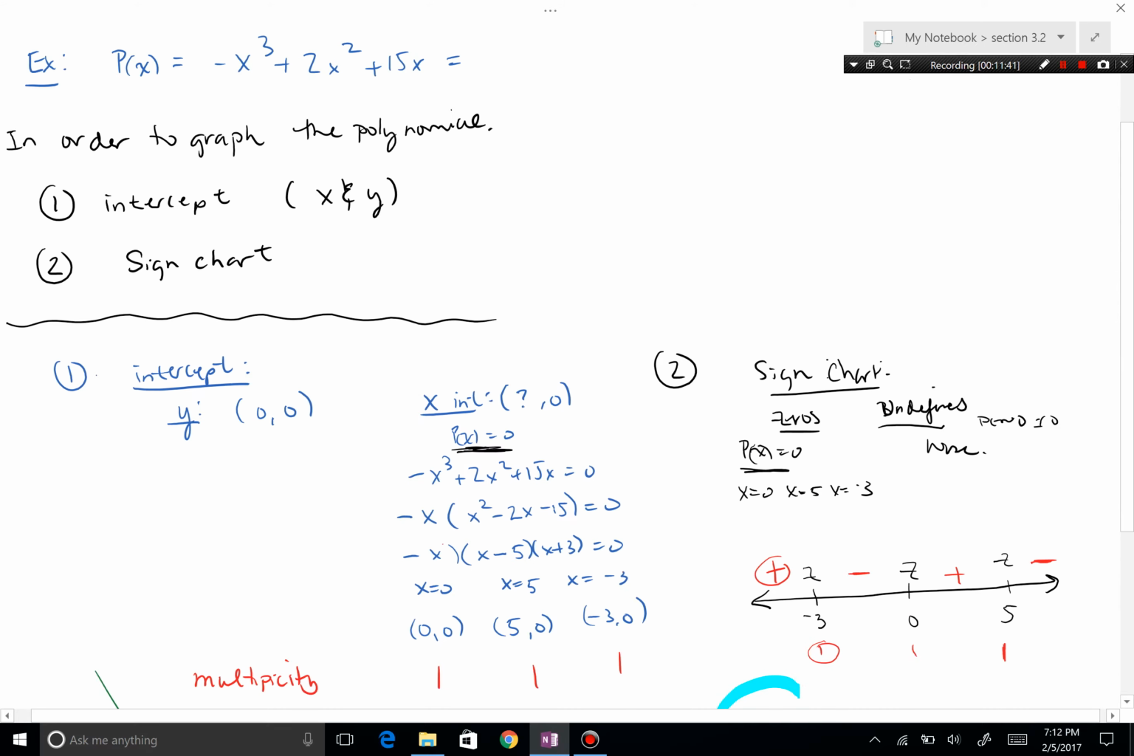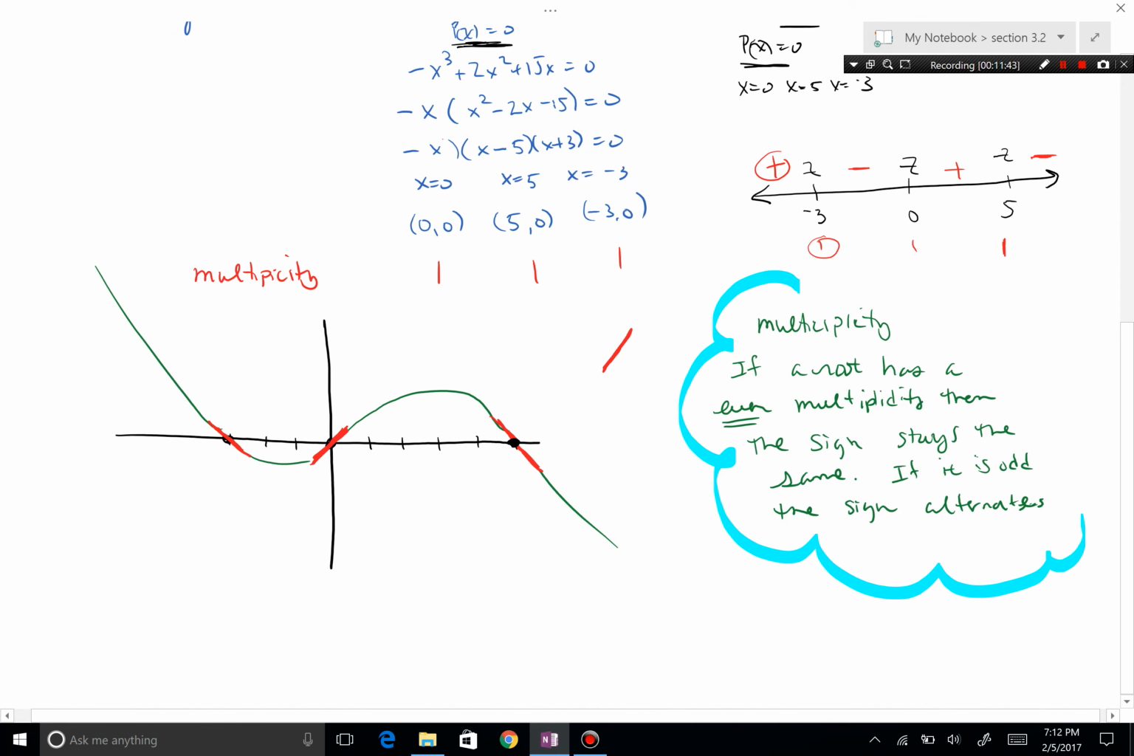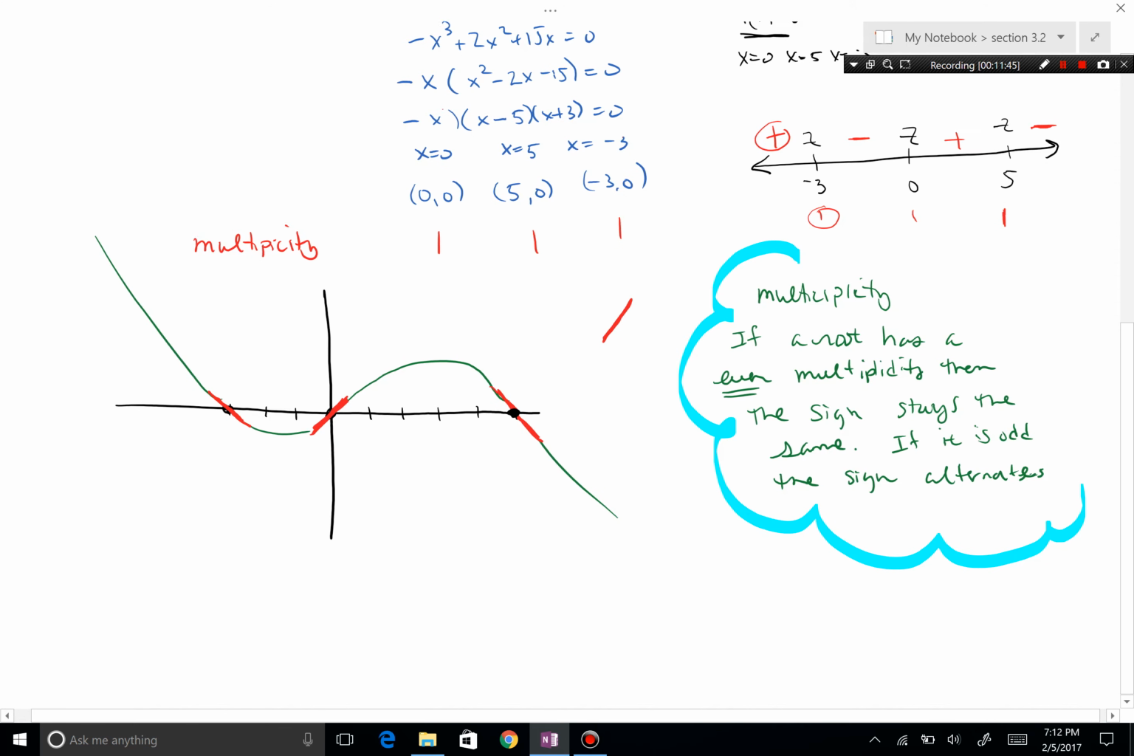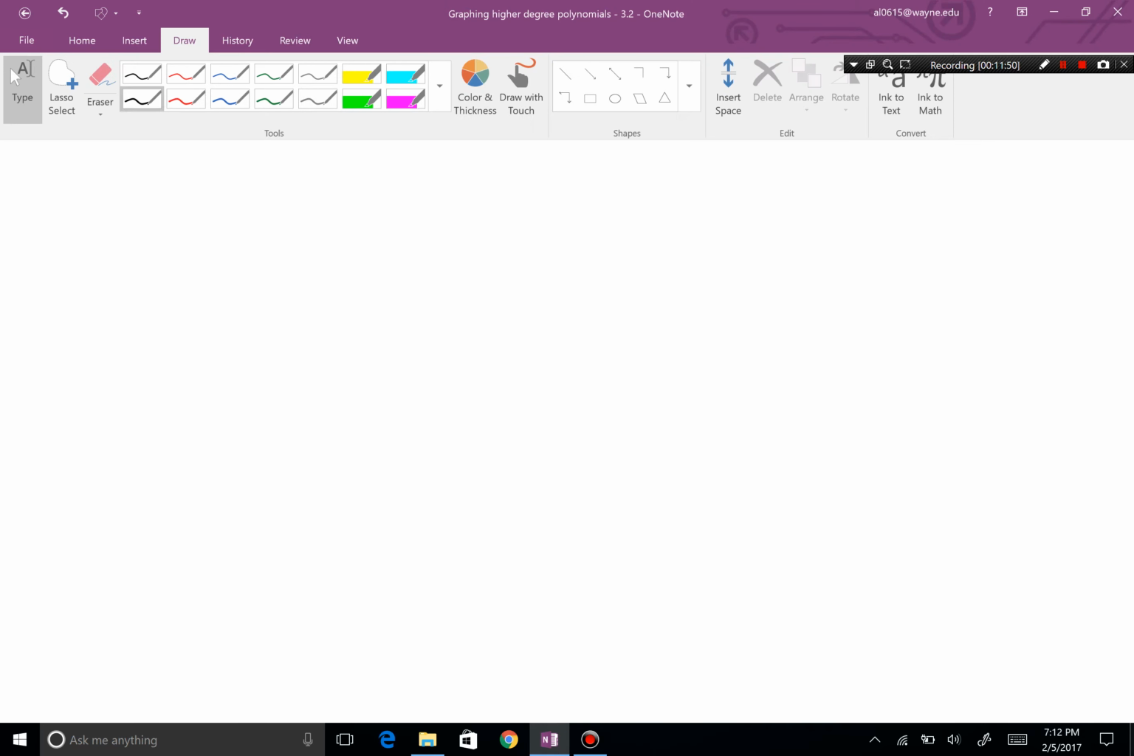Let's do one more, and this time I'm going to do something that actually has more of an even multiplicity, so you can kind of get an idea of what's going on. And I'm actually going to be nice and give it to you already in factored form. Okay, so let's graph this guy. Sketch the graph of f of x equals negative (x plus 2) squared times (x minus 1) times (x plus 1) cubed.